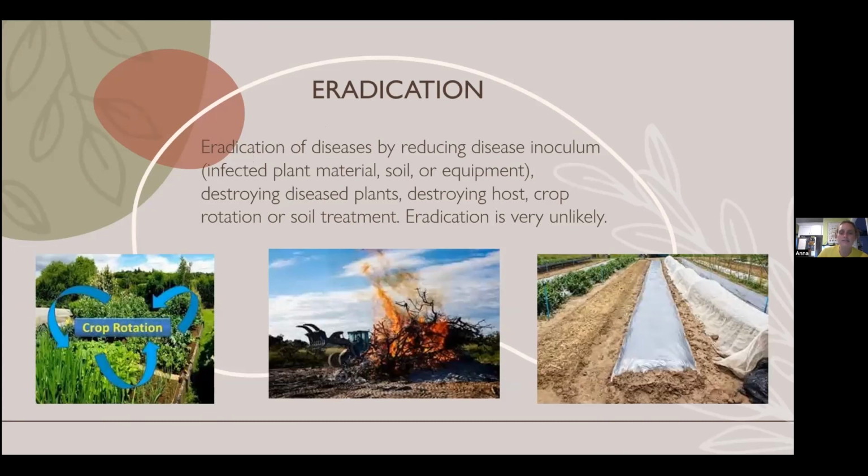Eradication, that means like it sounds, we rotate our crops, we burn the infected material, we don't compost it, we destroy the host or the host plant, and we treat the soil. Complete eradication almost never happens. It's super rare. I've actually never heard of it happening. But you can eradicate enough of the inoculum so that you get a low persistence of disease in your garden or your landscape or your orchard by removing the source.